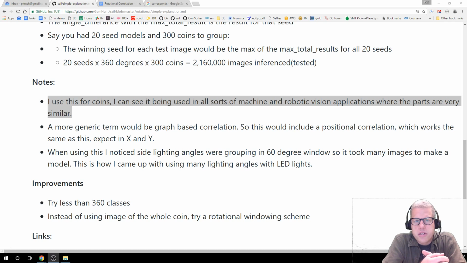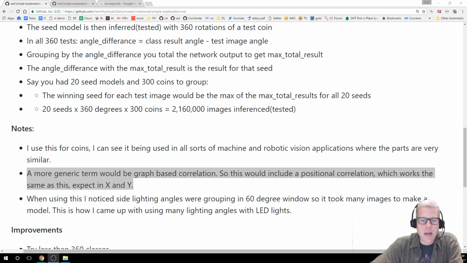Where the engineer doesn't have to spend time writing software, and you don't have to label. It's very important, a big time saver in that area. Okay, so a more generic term for this would be graph-based correlation. This is one of your tools that you can use in the unsupervised world.